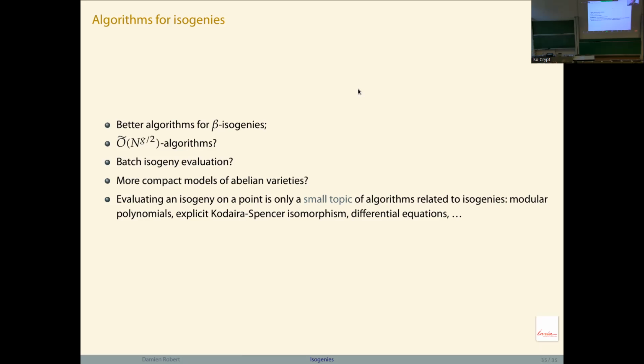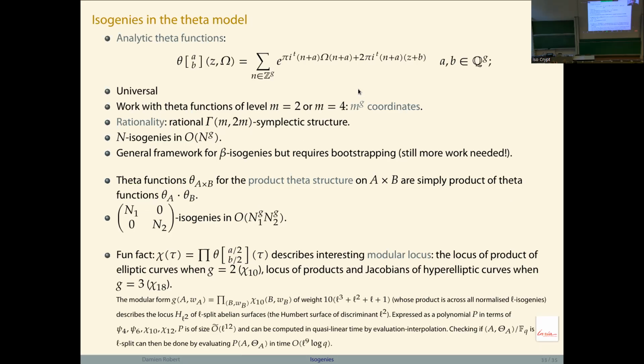Hi, Damien. So a couple of slides back, you talked about your general structure for using theta functions to compute. Yes, it's actually using the theta model, this one. And you're using your theta functions of level 2 and 4. Yes. Do you have any troubles with using this, for example, to compute 8-dimensional 2, 2, 2, 2, 2, 2, 2 isogenies? I don't know if there's enough twos, but you know what I mean.